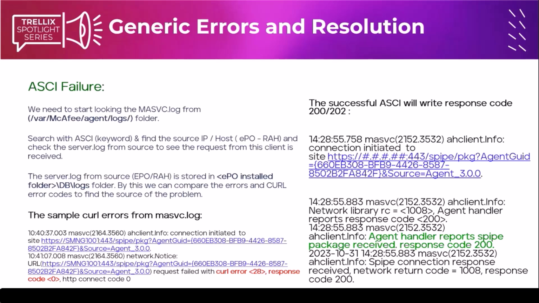Now, to fix the agent server communication issue, as part of troubleshooting, we have to first check if the telnet between the client and the EPO is successful, and if the required communication ports are open. If yes, check for the ping status.